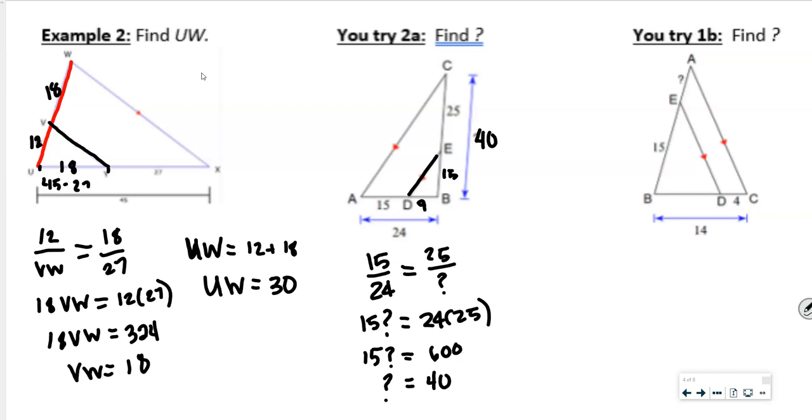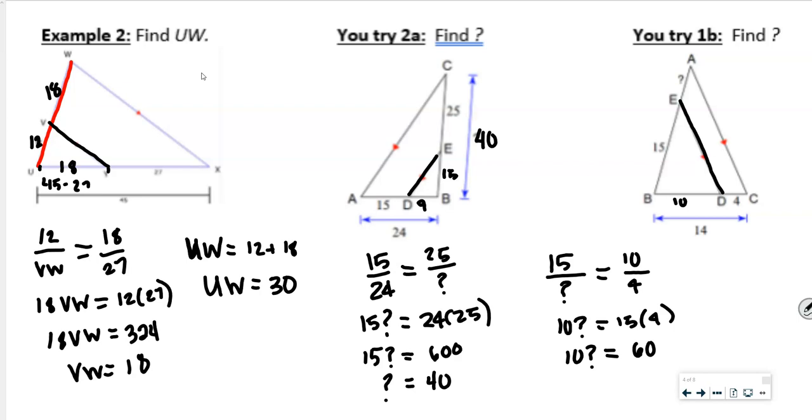All right, so go ahead and do the You Try 1B. Okay, on this one again, we have parallel sides, right? So I'm going to do 15 over question mark equals, and what is 14? 4 from 14, that's 10, right? So we're going to do our 10 over our 4. So this is going to be 10 question mark equals 15 times 4. So that's going to be 10 question mark equals 60. Divide 10 into 60, and our question mark is going to be equal to 6. So is 15 over 6 the same as 10 over 4? That's your question to double check and make sure your answer is right.